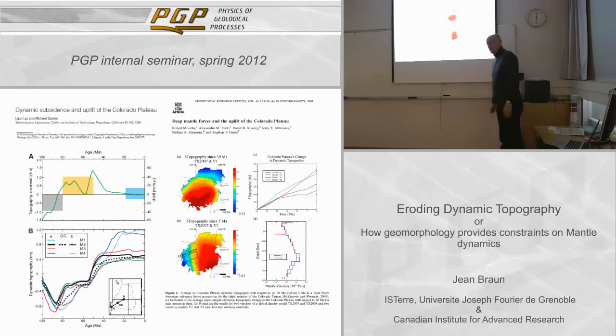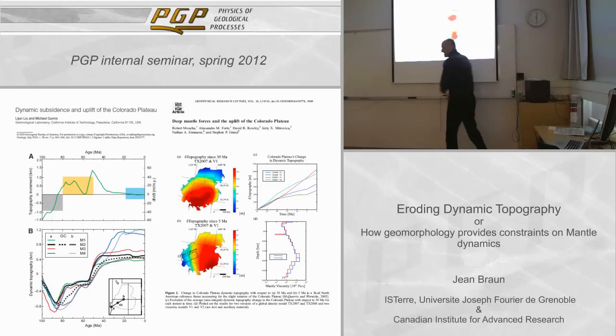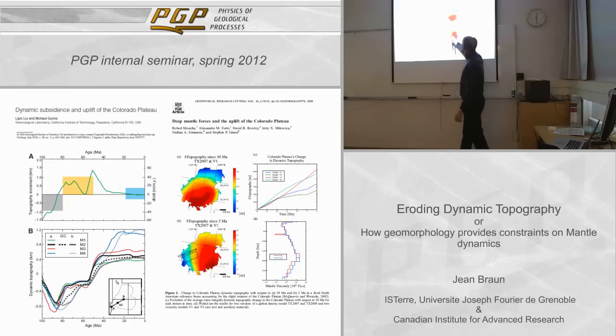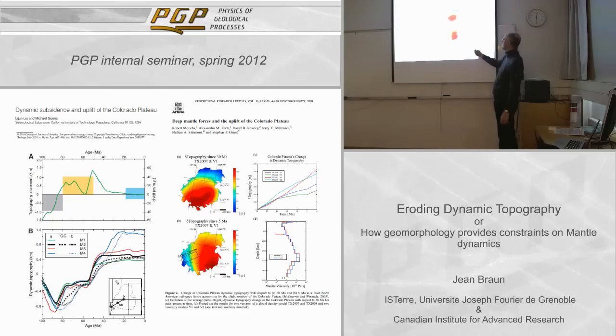There are many groups doing that, but there are two big groups competing, very highly competing. Some of you here must be aware of that. That's the Canadian group, with Forte and Mucha. And that's the Californian group with Mike Gurnis. And this is an example of what happens under the Colorado Plateau. For those of you who know it, it's roughly the Colorado Plateau on the western side of North America. This is the west coast of North America here, and this is the Colorado Plateau.